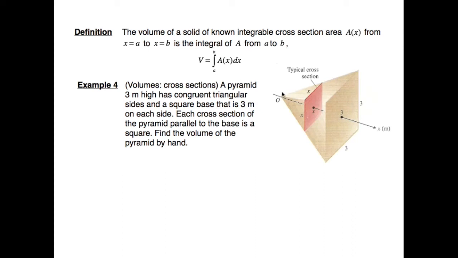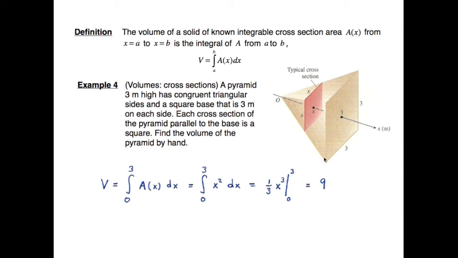So here we start at x equals 0, we will go to x equals 3, and each of the cross sections is a square of base x times x. So we're going to apply this formula for the volume. The volume from 0 to 3 of the area times dx is the integral from 0 to 3 of x squared dx, and that is equal to 9.